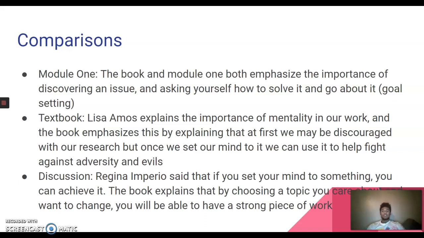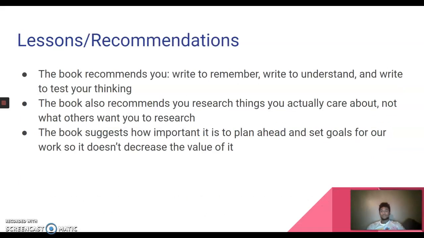Discussion. Reginald Imperial said that if you set your mind to something, you can achieve it. The book explains that by choosing a topic you care about and want to change, you'll be able to have a strong piece of work.